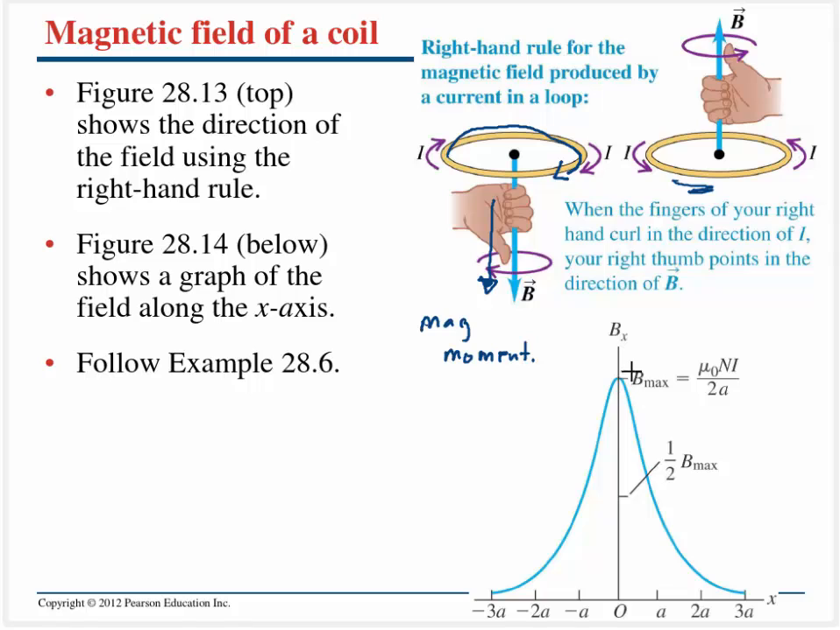And if you think about it, the maximum magnetic field is going to occur in the center. That's the same maximum that I showed on the last page. And then as you get further and further away from the center, the magnetic field is actually going to kind of die off, like you can see here.